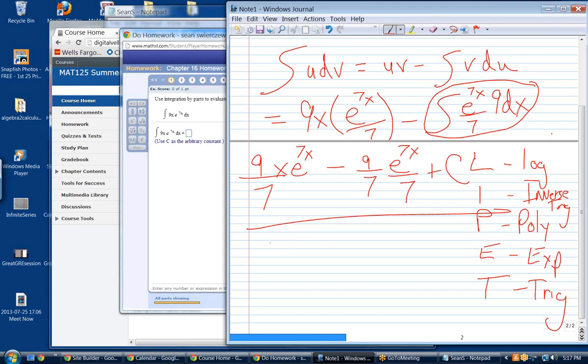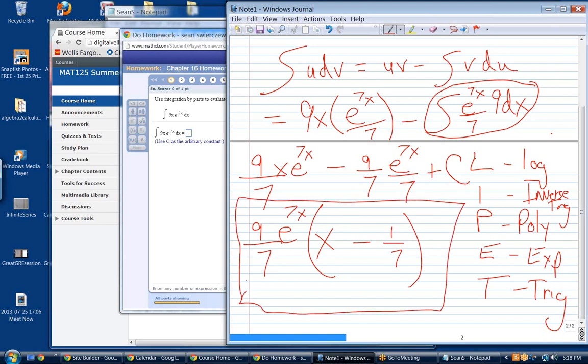Now let's see if we can simplify it here. We have 9/7 x e to the 7x minus, I'm not going to multiply that because you want to factor stuff out if you can. So let's leave it exactly as we're looking. And let's factor out a 9/7 e to the 7x. So let's rewrite this. In general, with calculus, you want to factor stuff out. So we can factor out this. And what are we left with? x minus 1/7. So this is the answer. Plus C, right? Plus C, correct.